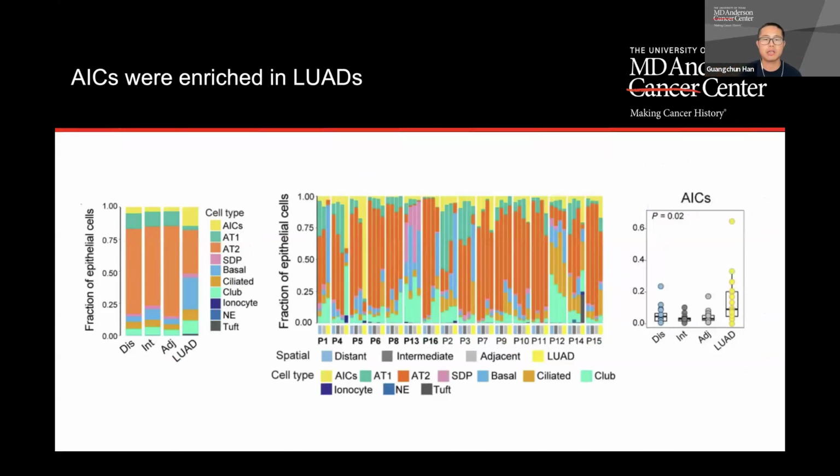That's a pretty straightforward idea. And by checking the fraction data, we found the AIC cells, alveolar intermediate cells, show an interesting pattern. They are significantly enriched in the tumor samples compared with those normal regions. And the SDP didn't show a significant result. And by looking at the per-sample level fraction result, we confirmed the alveolar intermediate cells have an interesting pattern of enrichment in the tumor samples. So we decided to go further on these AICs.